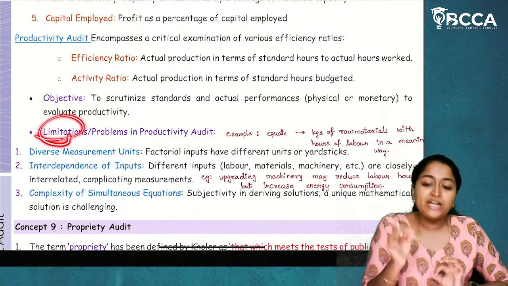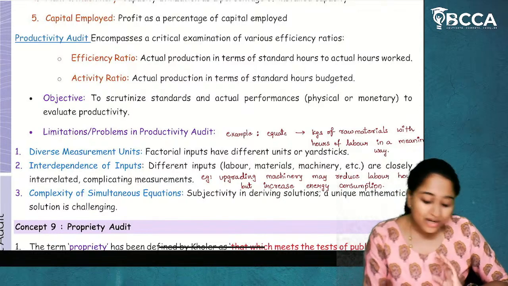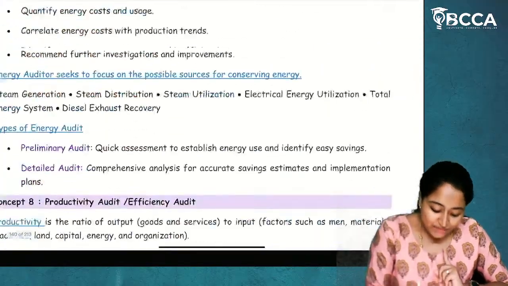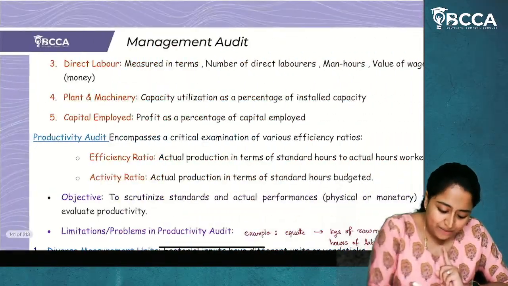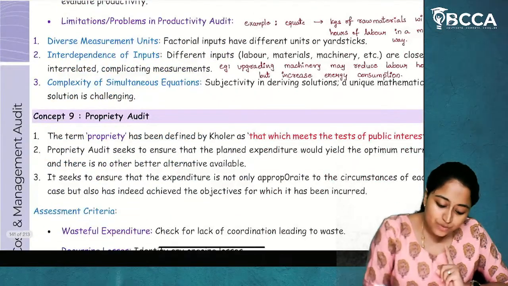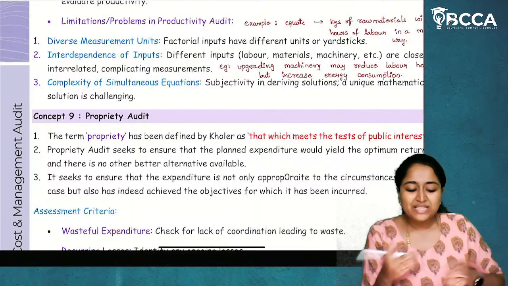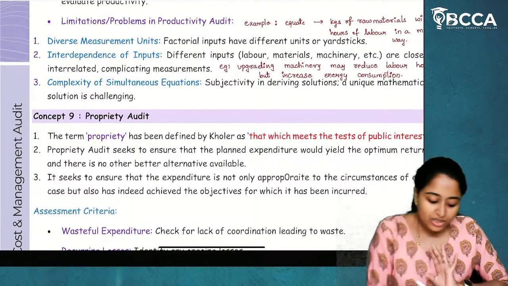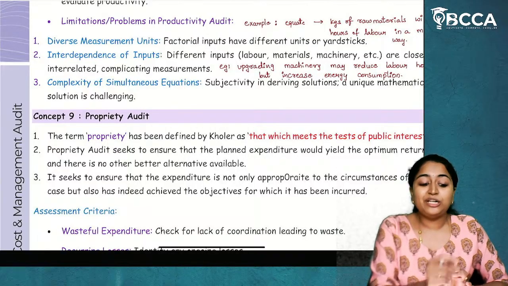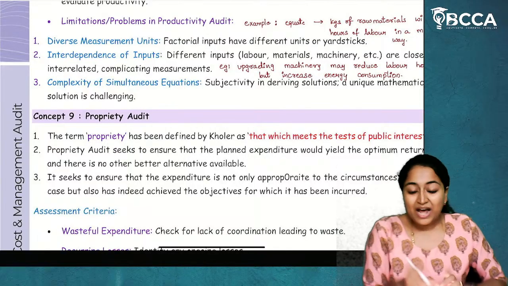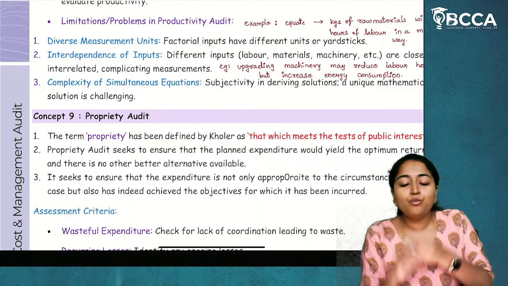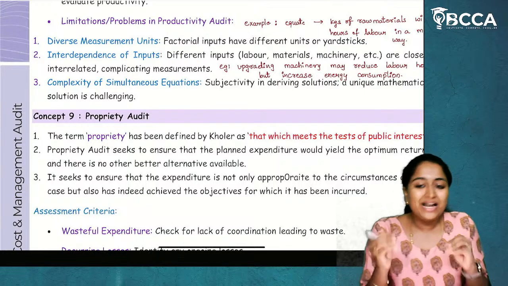Now there are certain limitations for the productivity audit. What are the limitations? First, diverse measurement units. As we have seen, for different elements, we have different units of measurement. Now if we are using different units and yardsticks, then comparison is a bit difficult. Second, interdependence of inputs. If I am trying to assess a cost, and in that cost I have two elements in the production, then in that case also I get confused about what kind of unit of measurement to take.